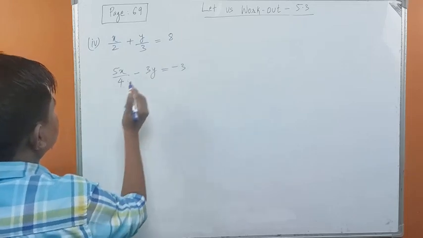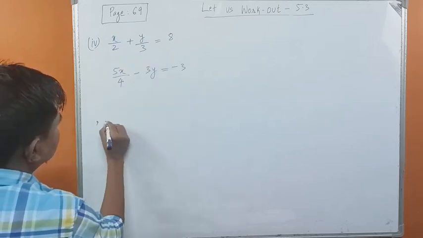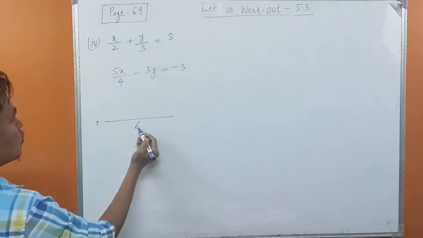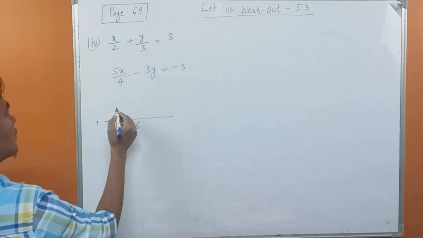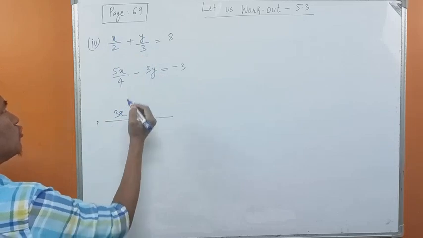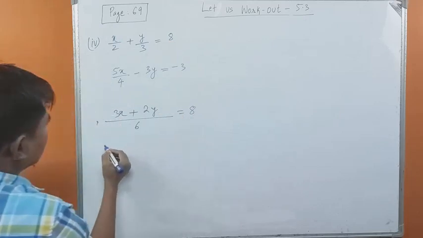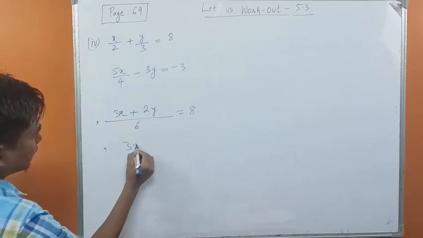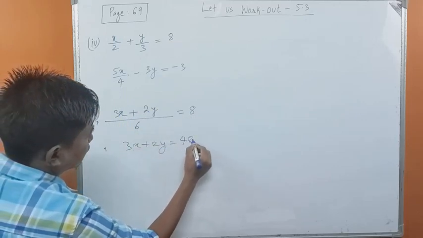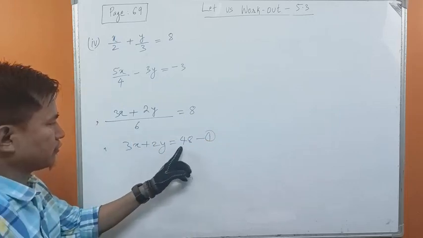This is equation 1, so let's simplify equation 1. The LCM of 2 and 3 is 6. 2 3s are 6. So 2 into 3 gives us 6. That 3 into x, 3x, plus 3 into 2 gives us 6. 3 2s are 6. That 2 into y is 2y equal to 8, or 3x plus 2y equal to 6 8s are 48. So this is equation 1: 3x plus 2y equals 48.